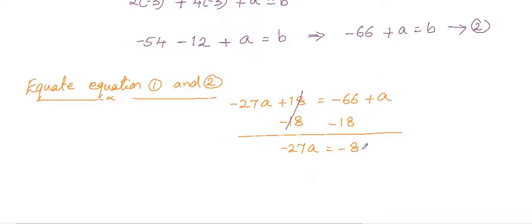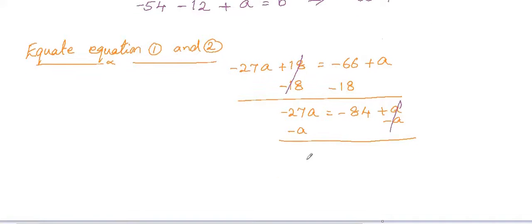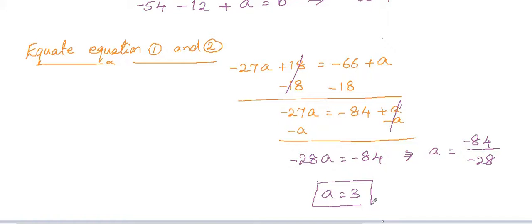minus 84 plus a. So if we subtract a on both sides, we'll get minus 28a equals to minus 84. So if we divide by minus 28 on both sides, we'll get a is equals to minus 84 divided by minus 28. So finally we'll get a is equals to 3. So the value of a is 3.